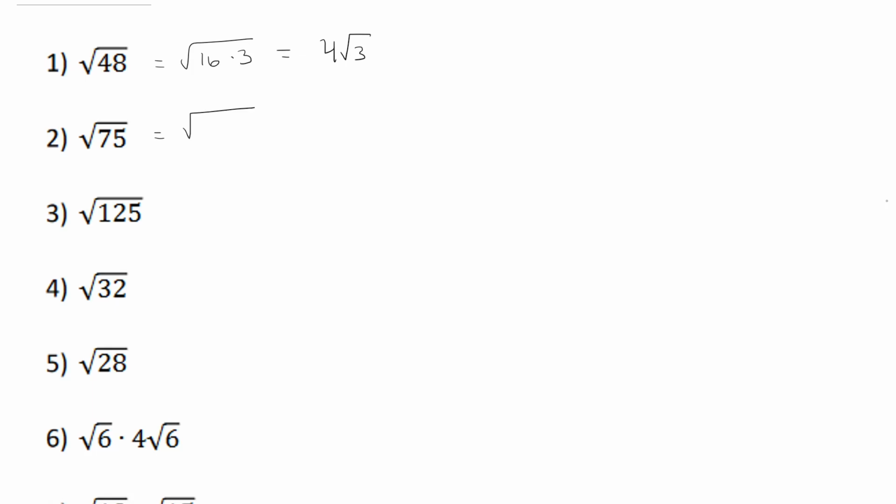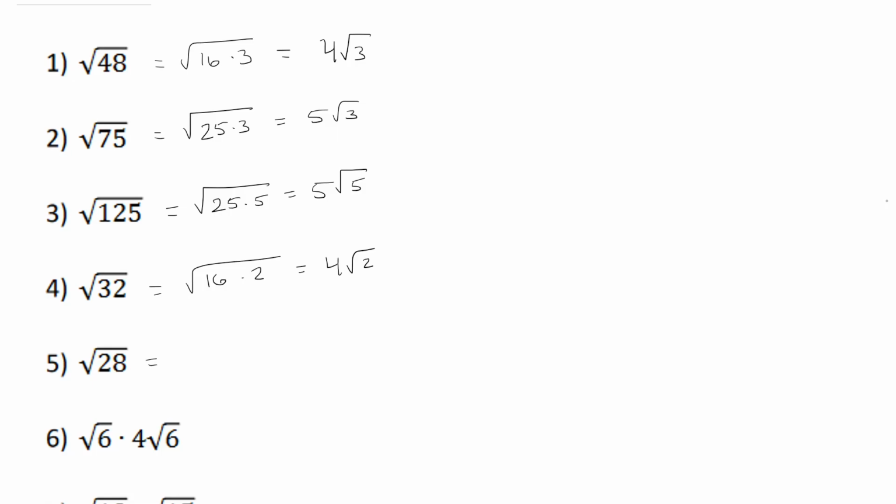For 75, we know that's 25 times 3. The square root of 25 is 5. And then we're left with square root of 3. For the square root of 125, that's 25 times 5, which the square root of 25 is 5, and we're left with 5 inside. For 32, this is 16 times 2. The square root of 16 is 4, and we have 2 left over.